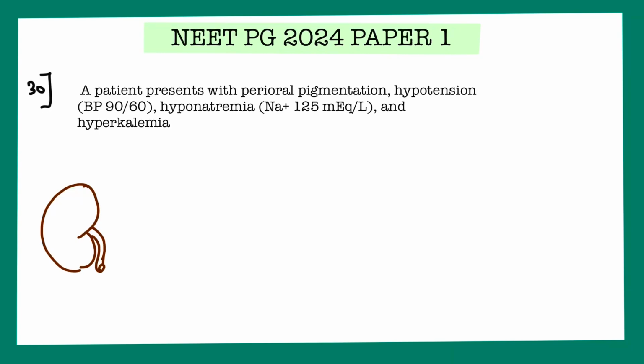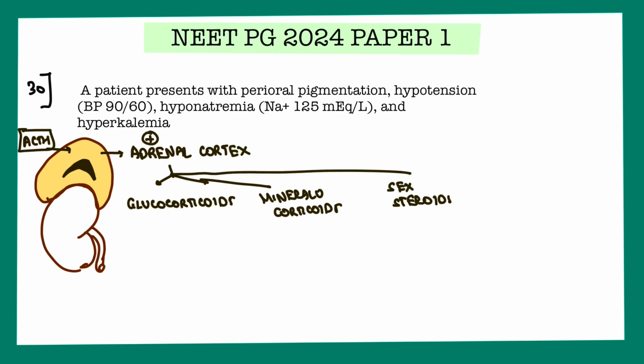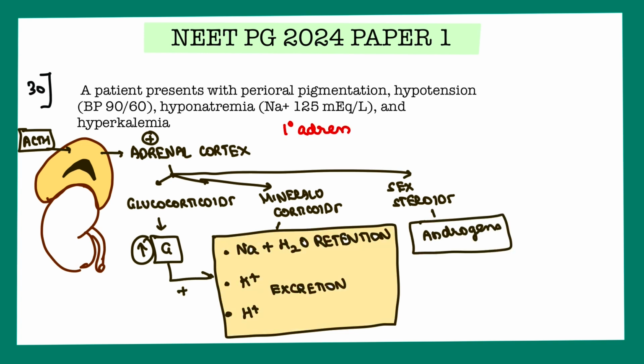Last, a patient presents with perioral pigmentation, hypotension, BP 90/60 and hyponatremia, sodium 125 and hyperkalemia. Diagnosis they have asked. So this is the adrenal cortex which is stimulated by the ACTH to secrete glucocorticoids, and mineralocorticoids is not under ACTH control. Next is sex steroids. So all three are secreted by the adrenal cortex. So glucocorticoids increases the glucose levels as well as sodium water retention. Mineralocorticoids causes sodium water retention with potassium and proton excretion, and sex steroids are androgens.